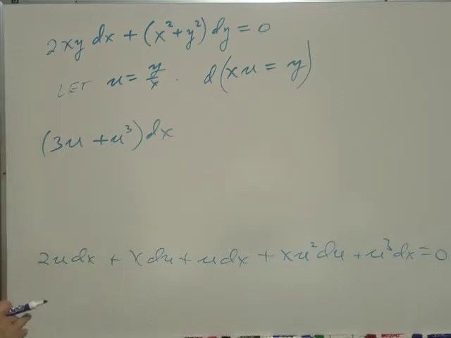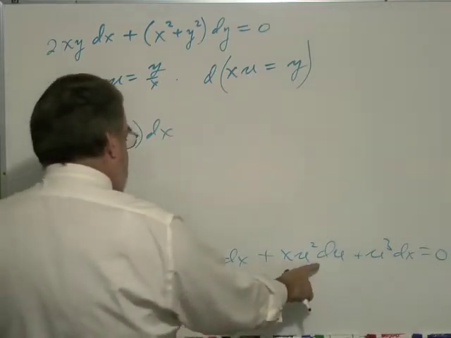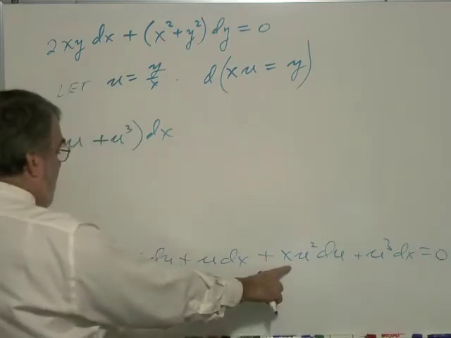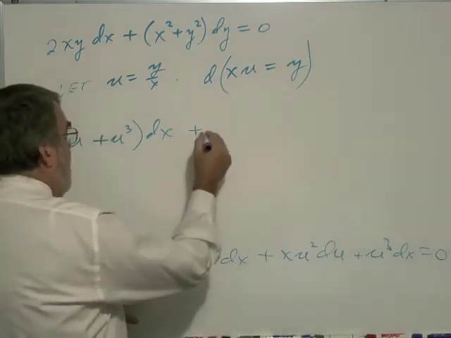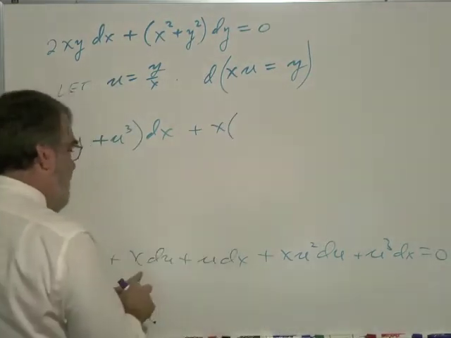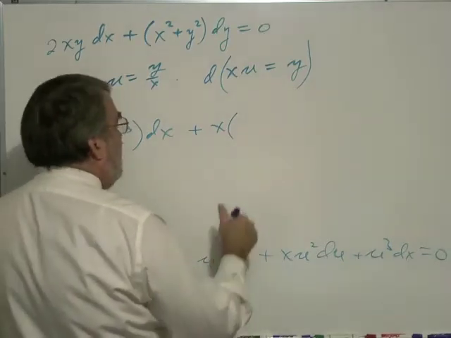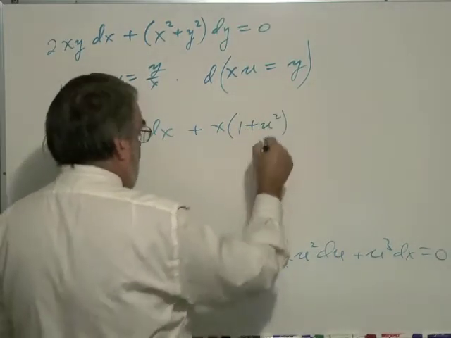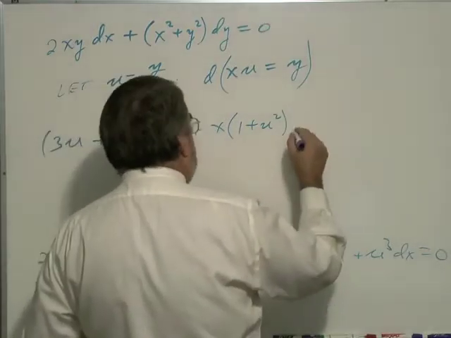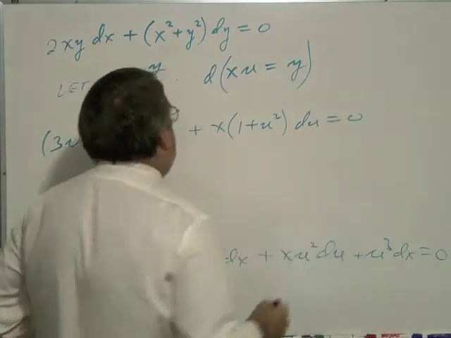My du terms will be these two terms. And I can factor an x out. So it's plus x parentheses 1 plus u squared du. And all this equals 0.